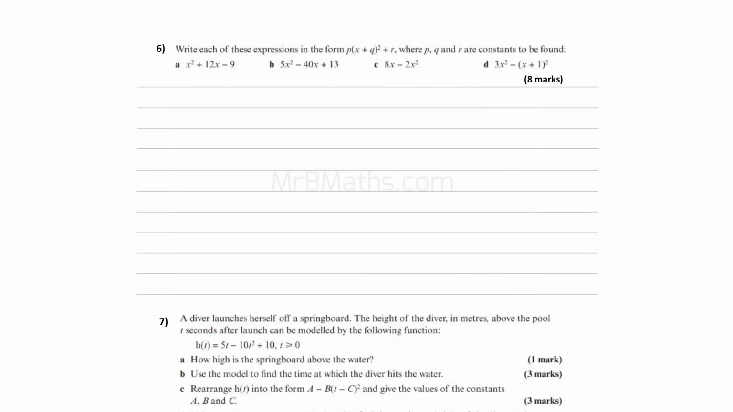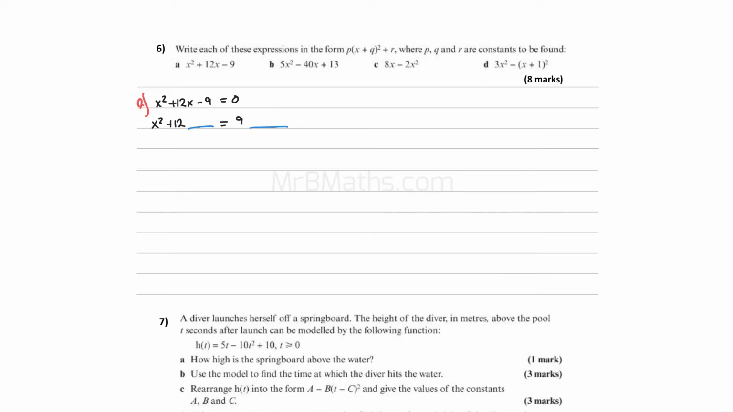Okay, moving on to question 6, we need to put it in the form p(x plus q) squared plus r. Therefore it's asking us to complete the square. So if we have a look at a, we've got x squared plus 12x negative 9 equals 0. So we need to shift that 9 across. x squared plus 12x, and leave a gap for the magic number on both sides.